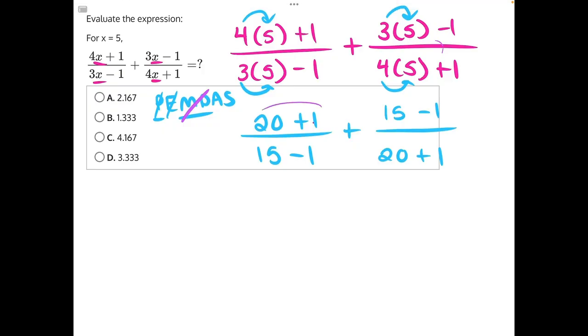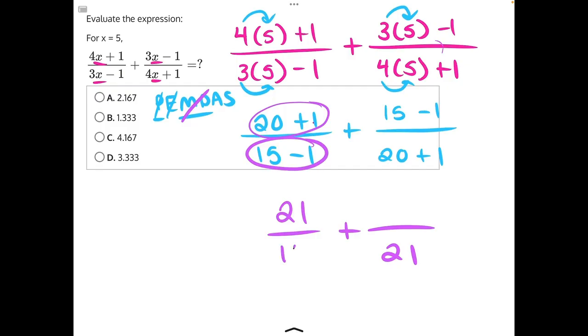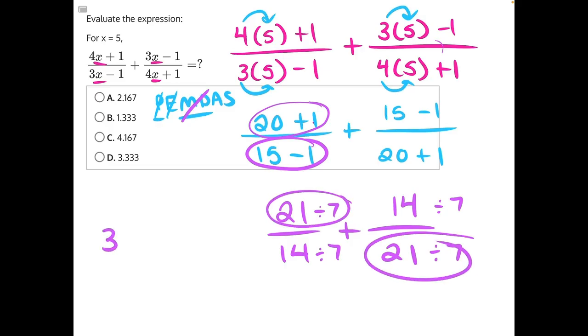If I solve this numerator, 20 plus 1 will give me 21, and that would be the denominator of the other fraction. Then if I solve this denominator, 15 minus 1 will give me 14, which is the same as this numerator. Now, both of these can be simplified, so I recommend simplifying it before we try adding them together or finding common denominators. We could divide the top and bottom by the greatest common factor of 7. 21 divided by 7 would give us 3, and then 14 divided by 7 would give us 2.